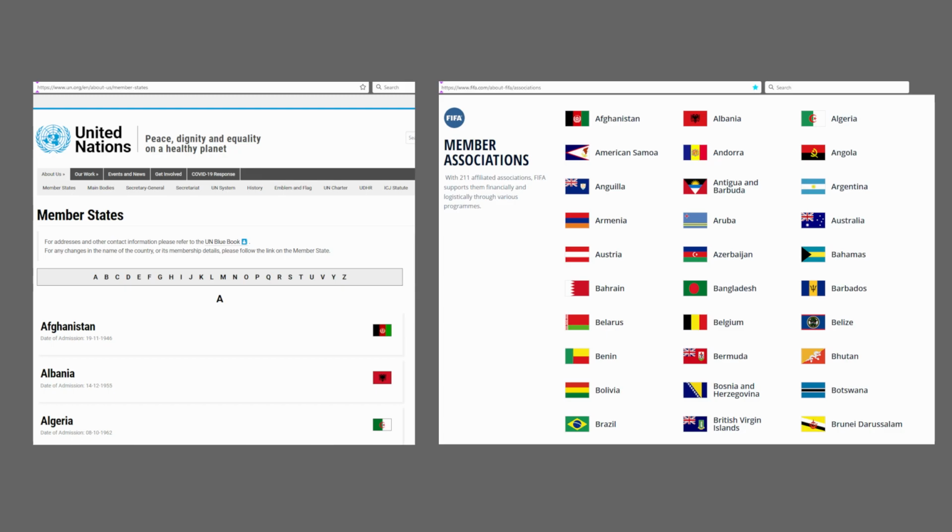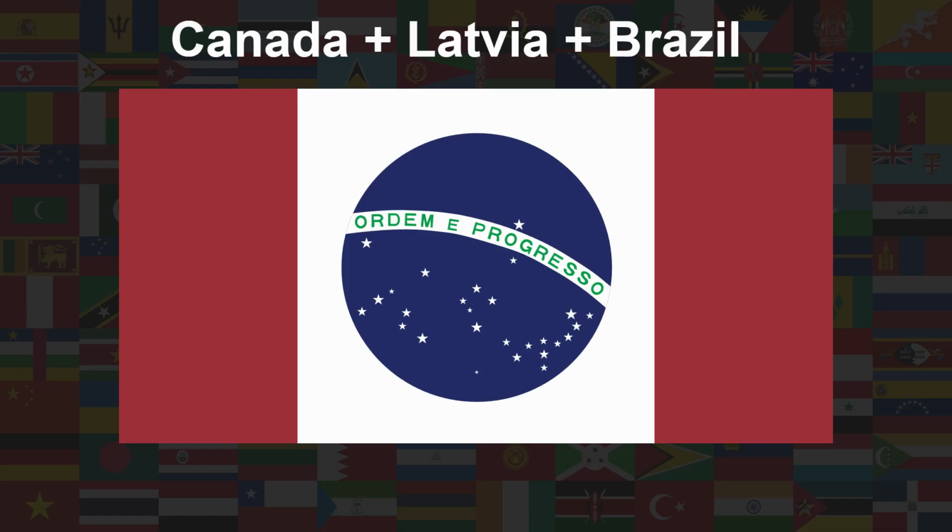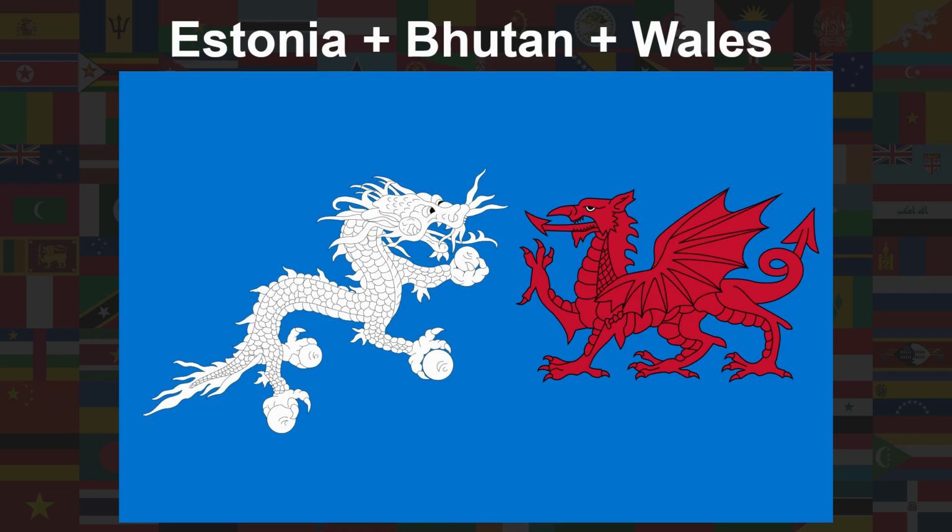We made a couple of sample flags to help you better understand what we're looking for, and these may give you some ideas. The first design uses the Canadian pale of Canada. The red striped shades were taken from the flag of Latvia, and at the centre we have the disc of Brazil's flag. And here is our second example. It uses the blue shade of Estonia's flag for the field, the dragon of Bhutan, and the dragon of Wales.